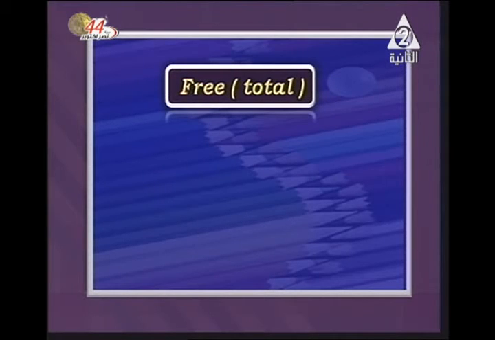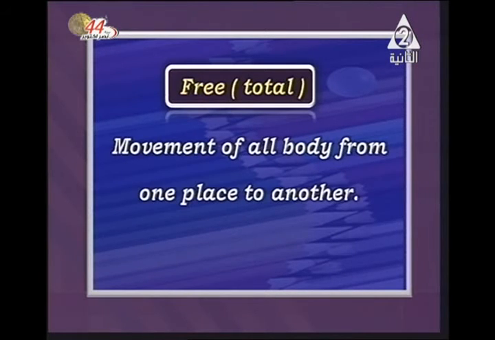The last type of movement is free or total movement. The first type is continuous movement, the second type is positional, the third type is what? Free or total. It is a movement of the whole body. The whole body moves from one place to another, like most animals and humans and so on.